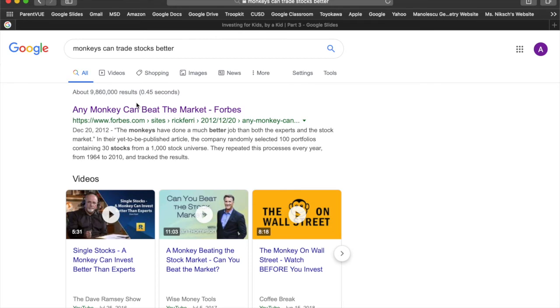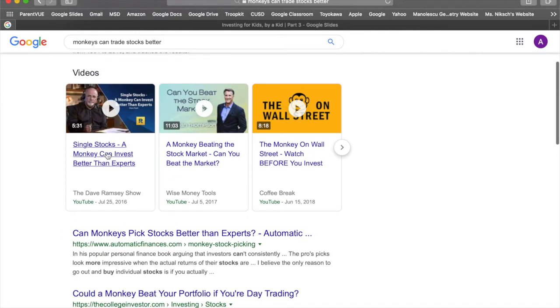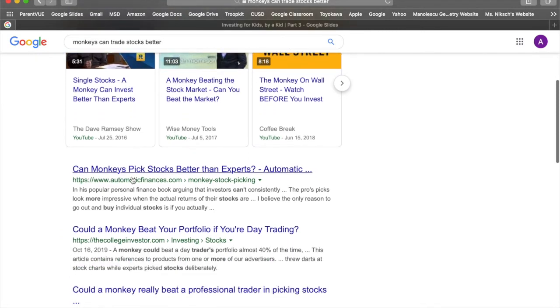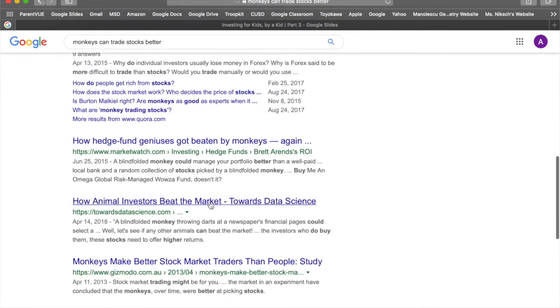it's been said many times that monkeys can trade stocks better than professionals. Any monkey can beat the market. Can monkeys pick stocks better than experts? Could a monkey beat your portfolio? Monkeys can actually do that.